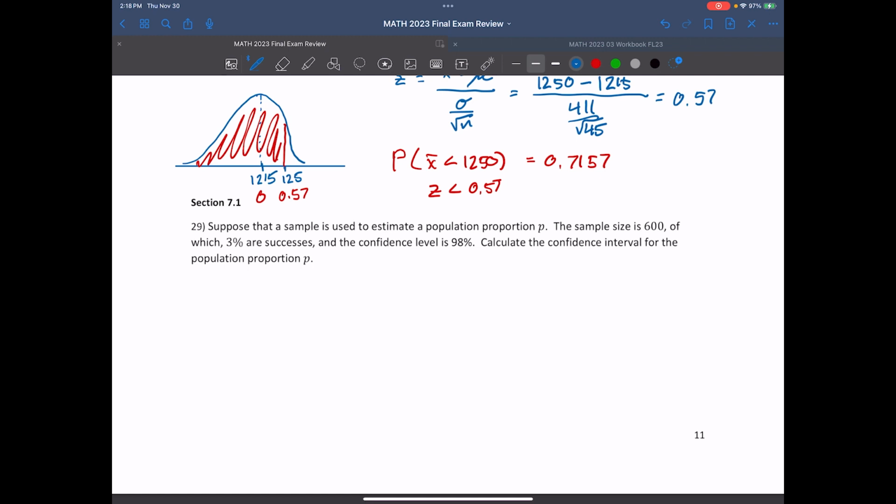For 29, we are in chapter 7 now. So this is confidence intervals. Take your time here. I remember a lot of students struggled with this, and it is not an easy concept, but with some practice, you can do it.